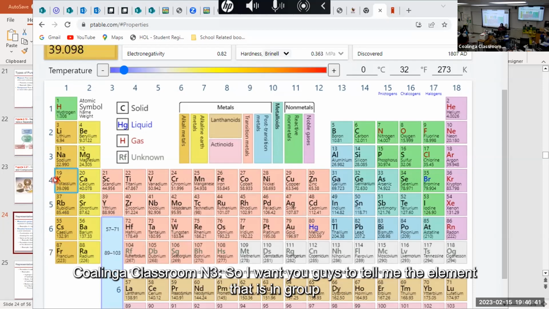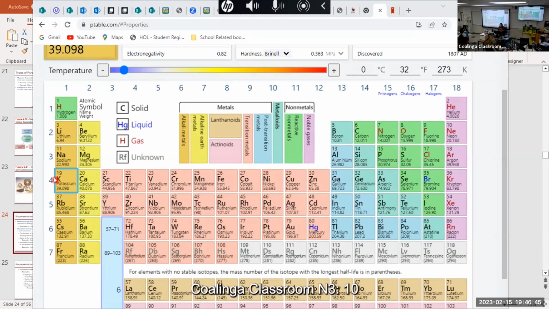So I want you guys to tell me the element that is in group 10, period 6. Group 10, period 6. Platinum. PT, right? Everybody sees it? PT, platinum, okay.